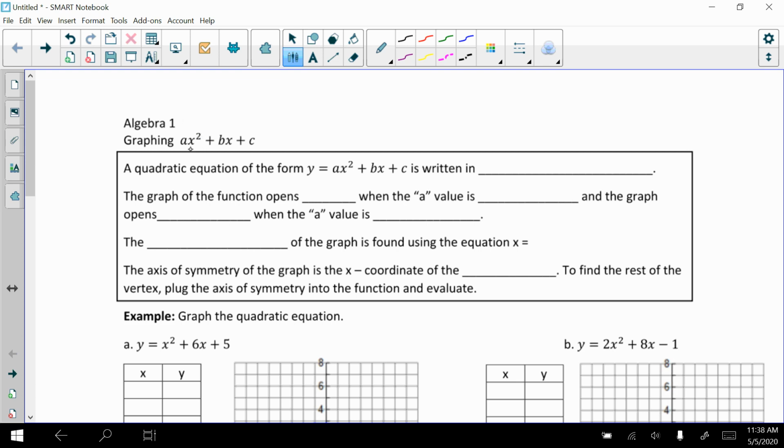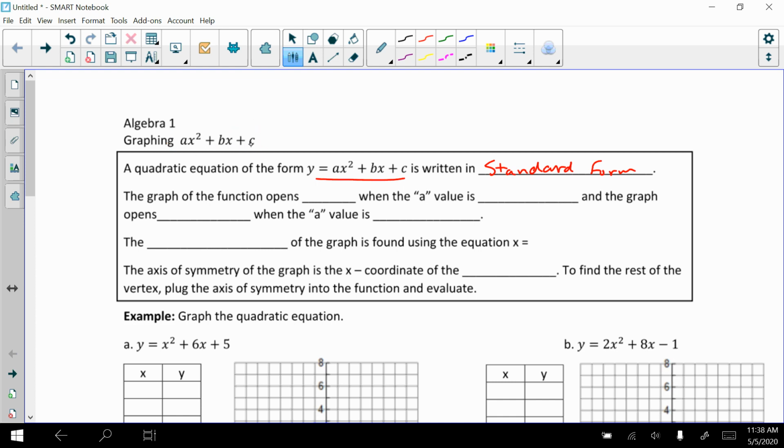All right, and when it looks like this, it's ax squared plus bx plus c. If the quadratic equation is written in that form, we say that it is written in standard form. So that's the type of quadratic equation that we're going to be dealing with in this video.